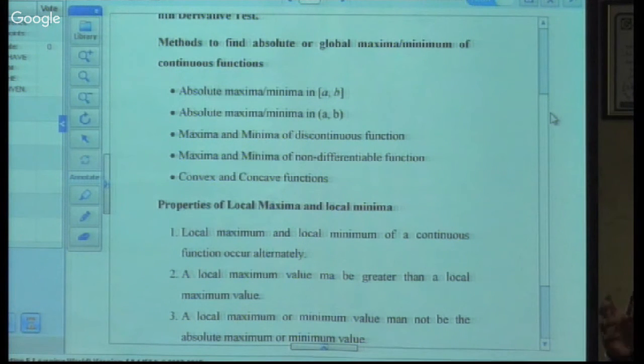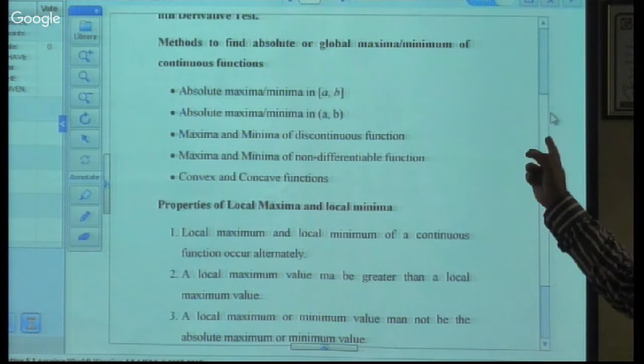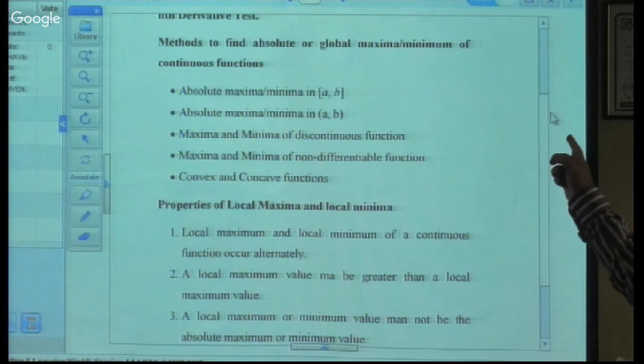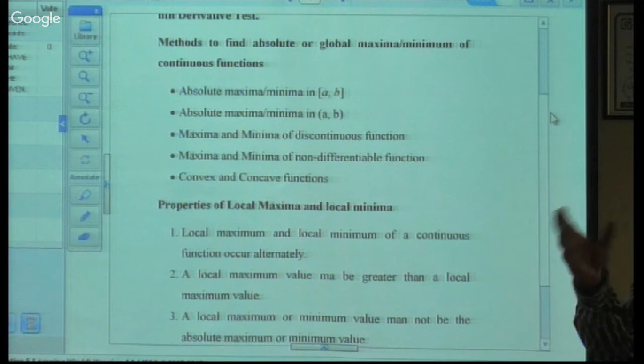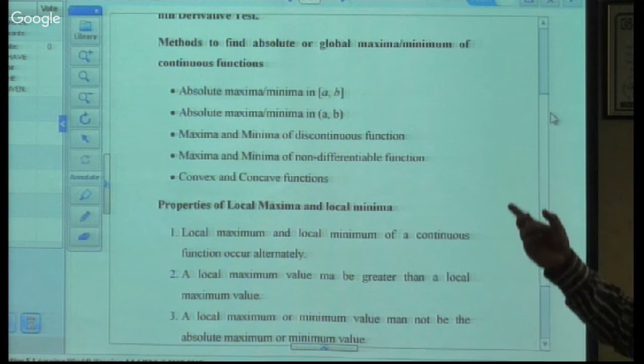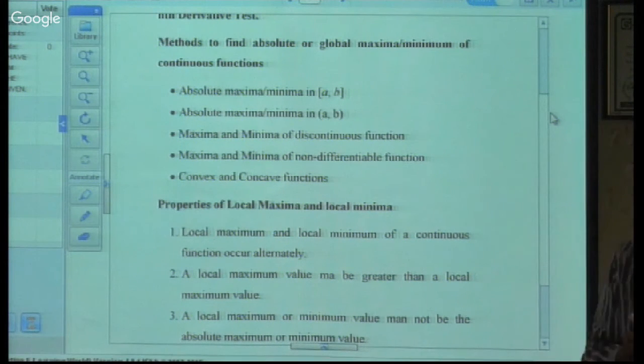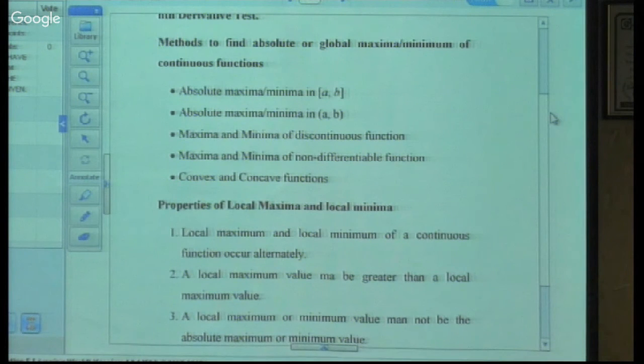Now, let us see if you have to find points of local maxima minima in a closed interval. You know how to go about it. The first derivative equal to 0 and the change of signs, or the second derivative test. But how will you find out absolute maximum minima? First is absolute maxima minima in the closed interval AB.